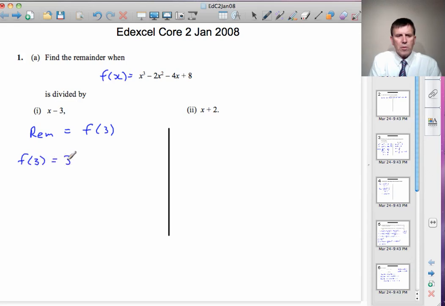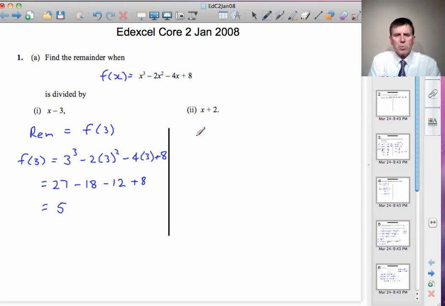f(3) is equal to 3 cubed minus 2 times 3 squared minus 4 times 3 plus 8, which is 27. 3 squared is 9, minus 2 times 9 is minus 18, minus 4 times 3 is minus 12, plus 8. So we've got 27 plus 8, 35 positives, 18 and 12 makes 30 negatives, so plus 35 minus 30 is equal to 5. So the remainder is 5.